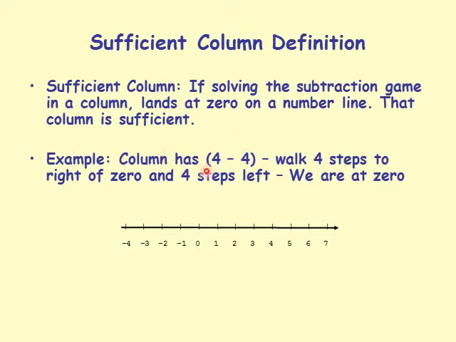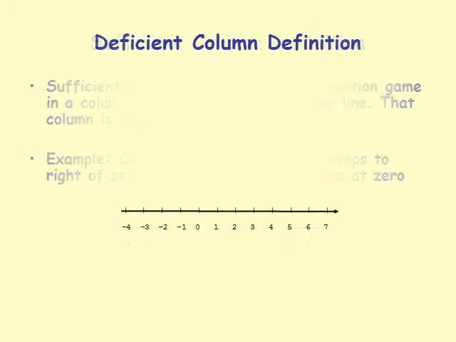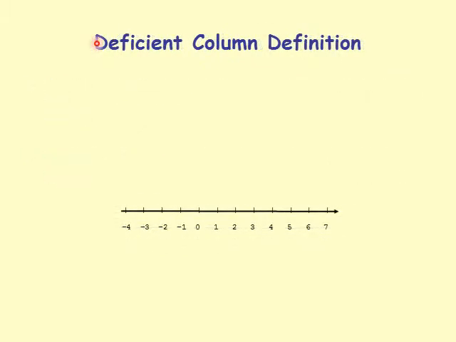If a column has a 4 minus 4, 4 in the first line and 4 in the second line, that would mean we would walk 4 steps to the right from 0 to land at a 4, then walk back 4 steps, landing back at 0. So the solution of this subtraction game in this column lands me back at 0, and that column is a sufficient column. A column with 4 minus 4 is sufficient.